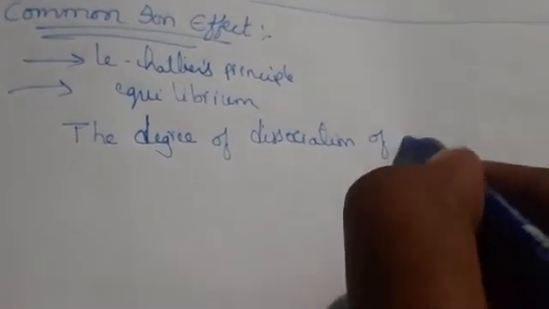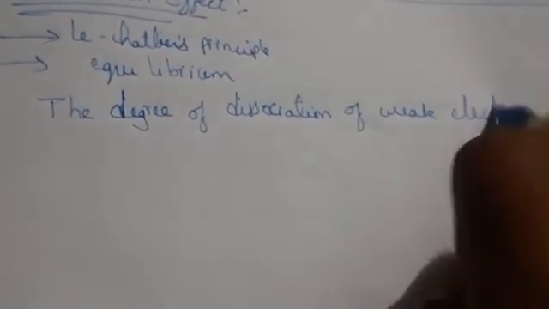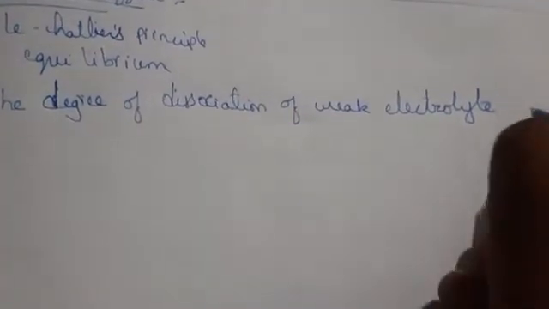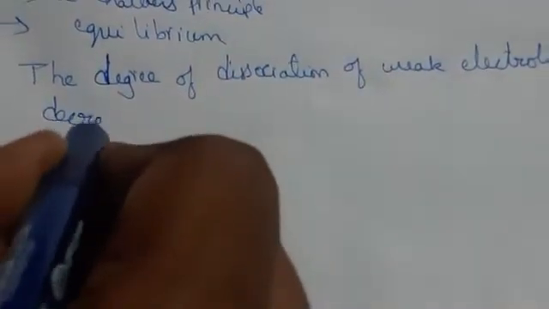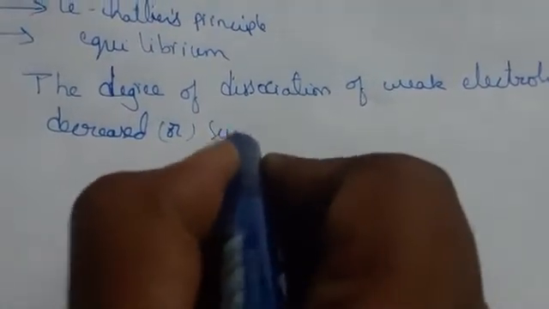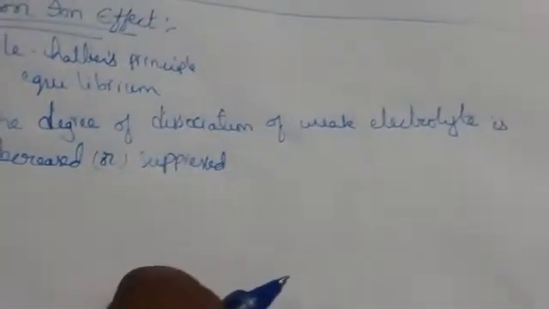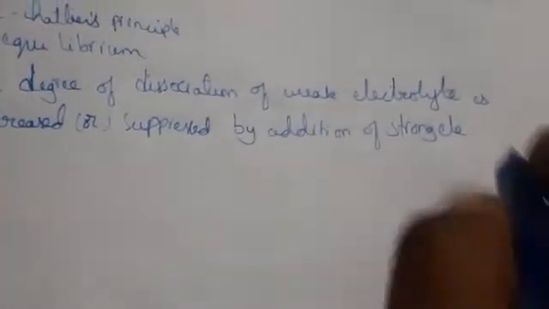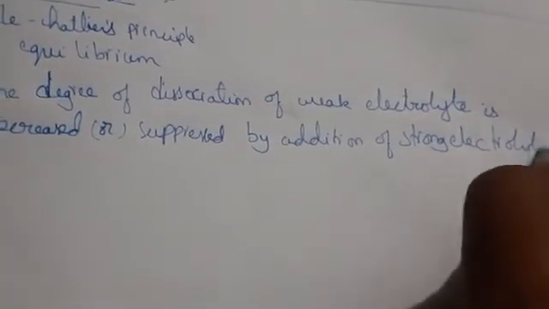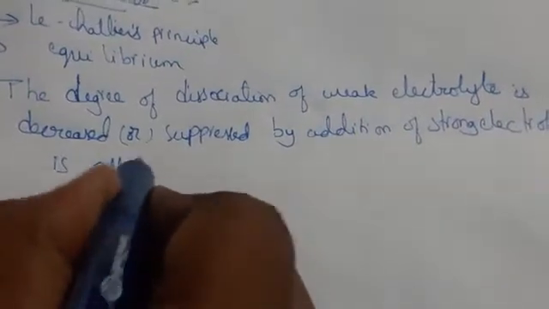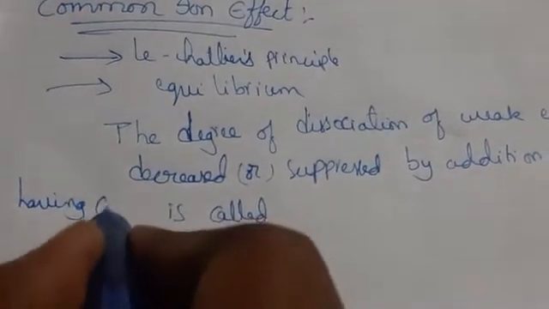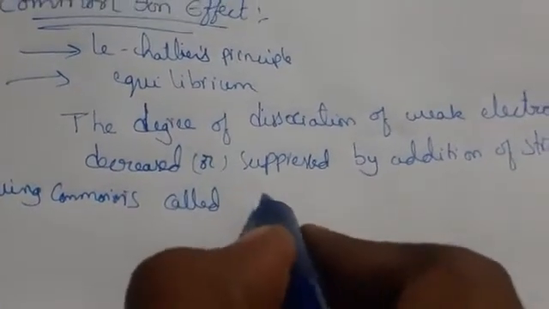The degree of dissociation of a weak electrolyte is decreased or suppressed by the addition of a strong electrolyte having a common ion. We call it the common ion effect.